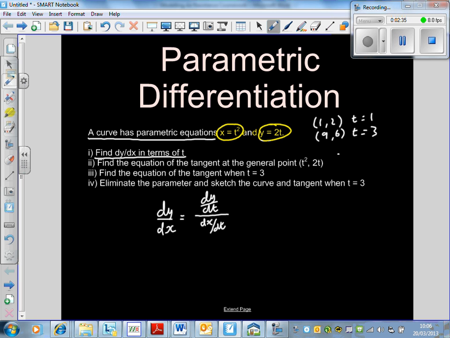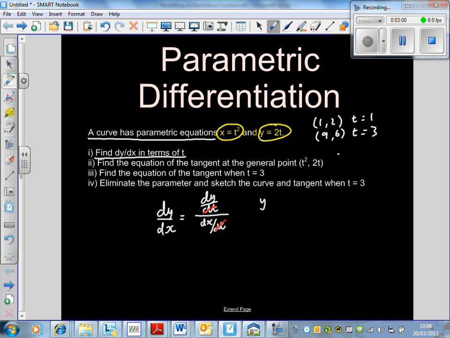Now, if these were fractions, that's fine, but they're not fractions. We shouldn't quite treat them as fractions. But the dt's cancel here, and so we're just left with dy dx. This makes sense, I think. This makes a lot of sense. And it's quite an easy thing to remember.